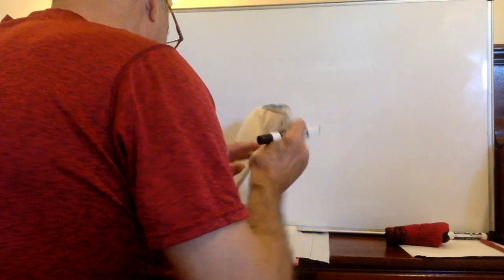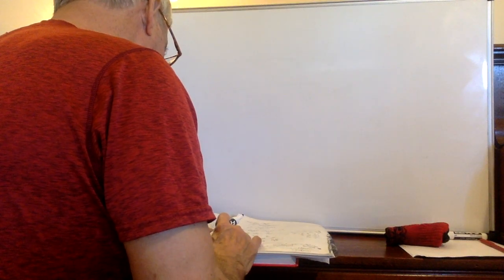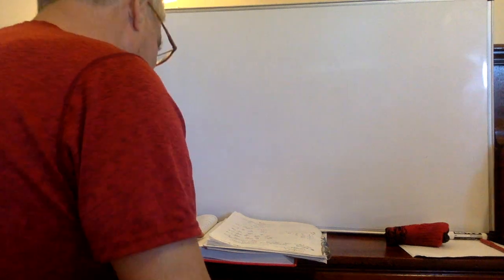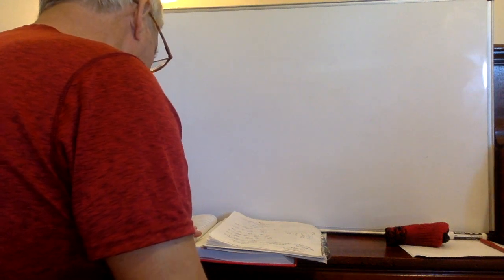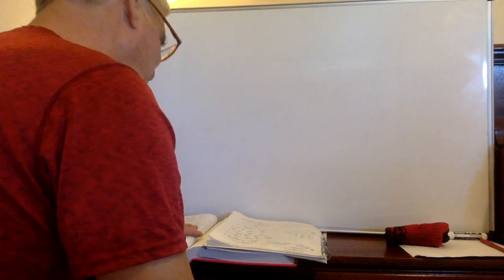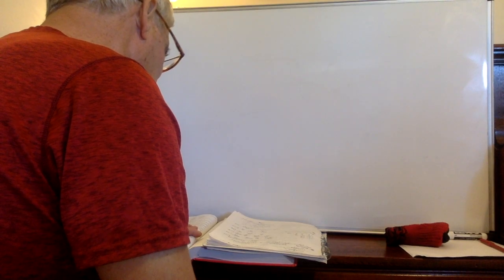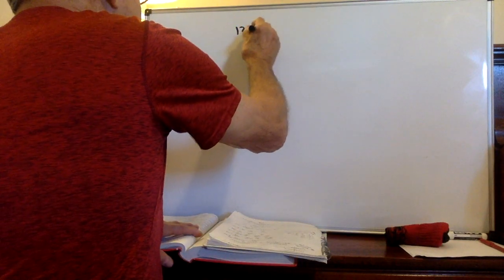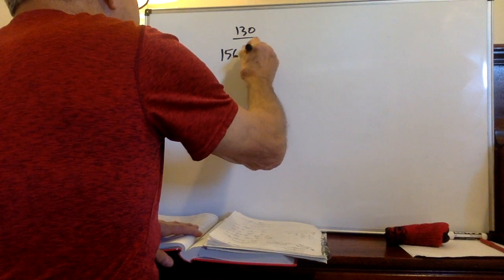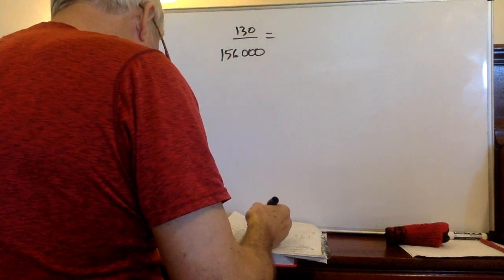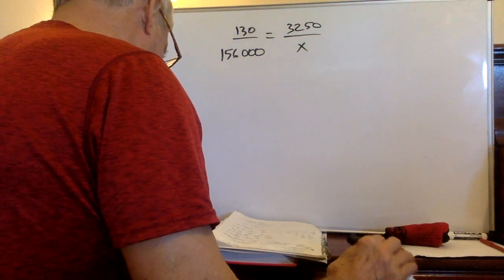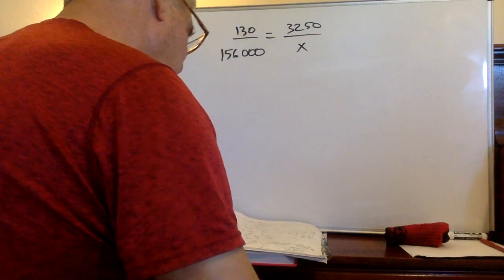All right, number 5. Number 5 said, for every 130 squirrels in the forest, there were 156,000 good places for them to hide. If there were a total of 3,250 squirrels in the forest, how many good places were there for them to hide? Well, for every 130, there are 156,000. And they said for a total of 3,250 squirrels, how many good places were there for them to hide?